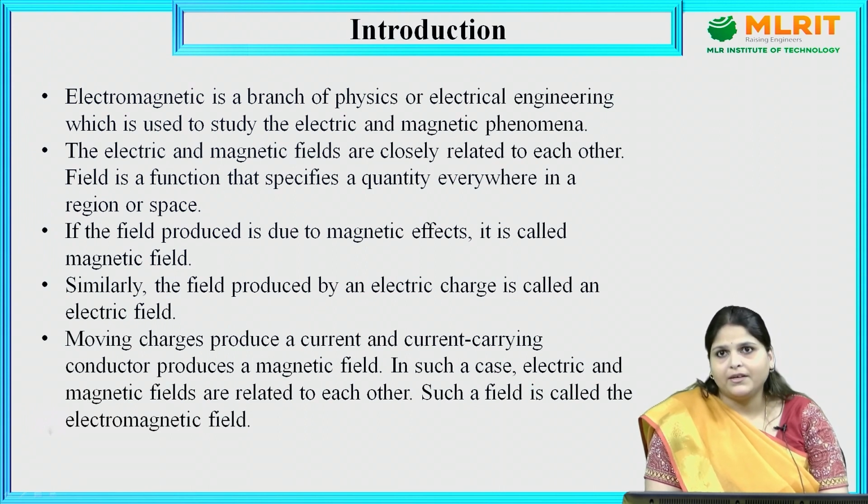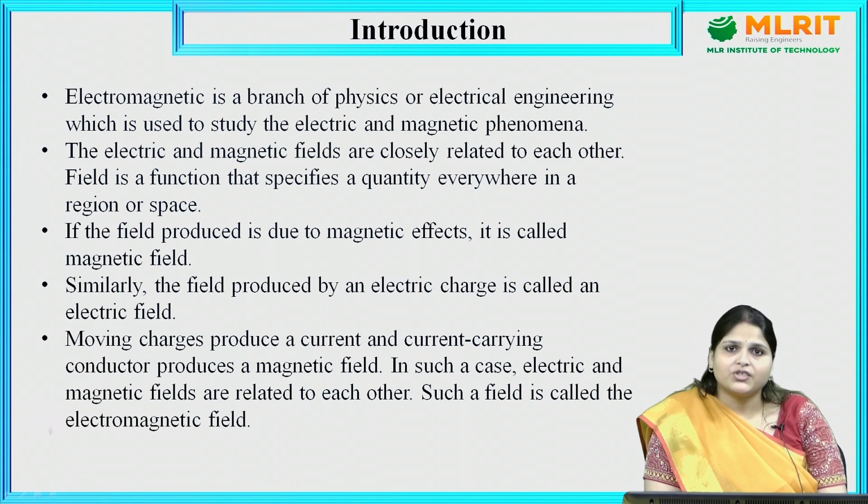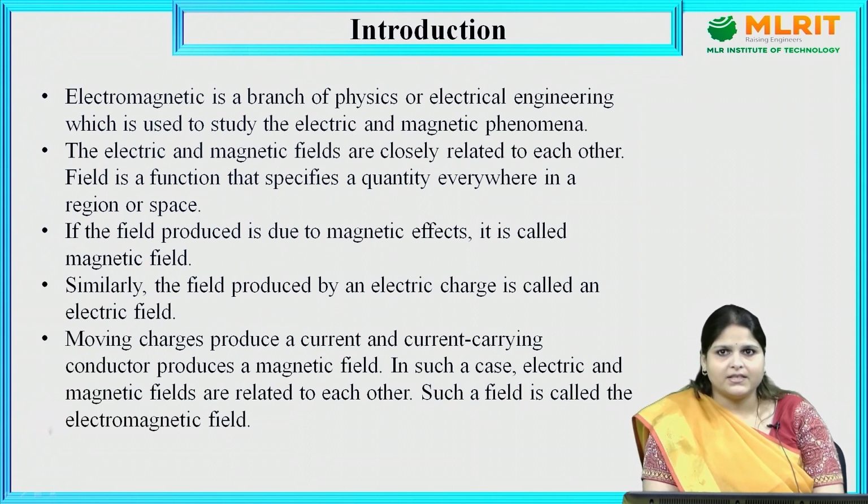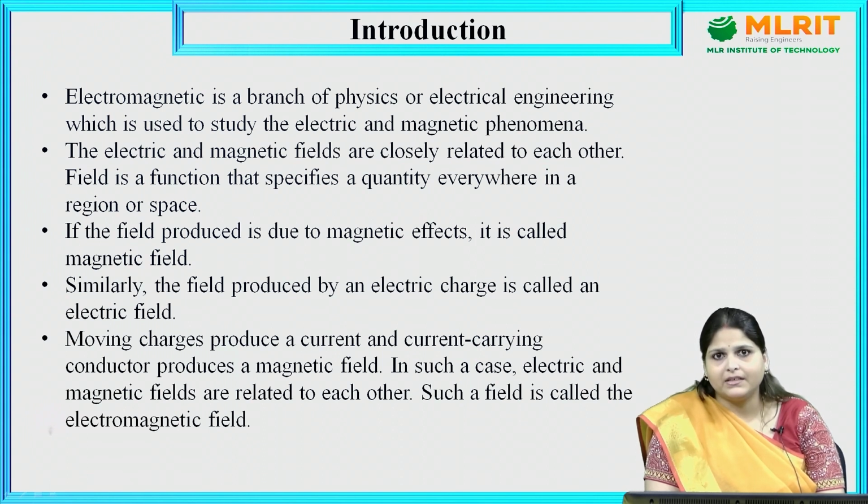If the field produced is due to a magnetic effect, it is called a magnetic field. Similarly, the field which is produced by an electric charge is called an electric field. Now, moving charges produce current, and a current carrying conductor produces a magnetic field. In such a case, the electric and magnetic fields are related to each other, and this kind of field is called an electromagnetic field.